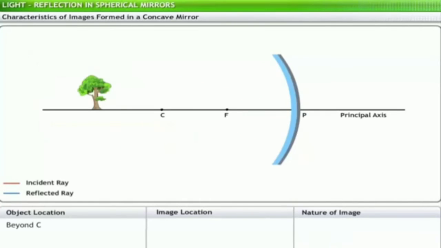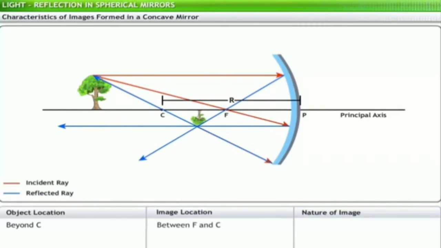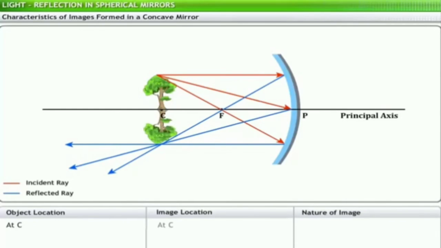When the object is placed at a finite distance greater than the radius of curvature R, the image is formed between the principal focus F and center of curvature C. This image is real, inverted and diminished in size. When the object is placed at center of curvature C, the image is formed at the same point, that is, at C. This image is real, inverted and equal in size to that of the object.